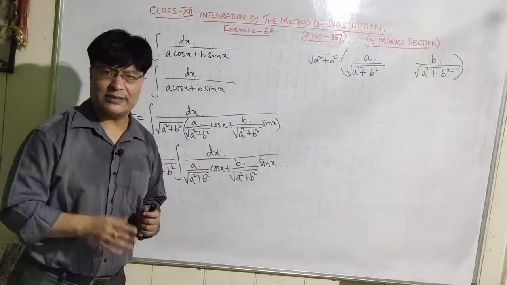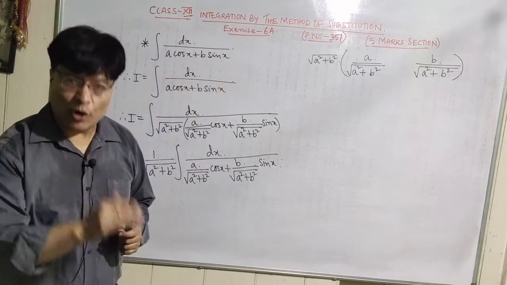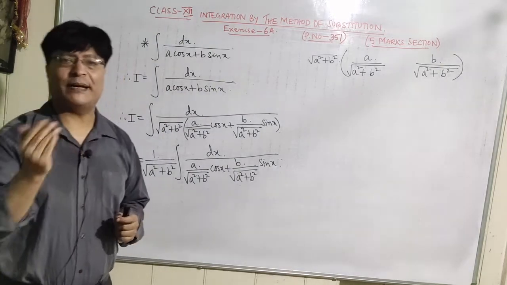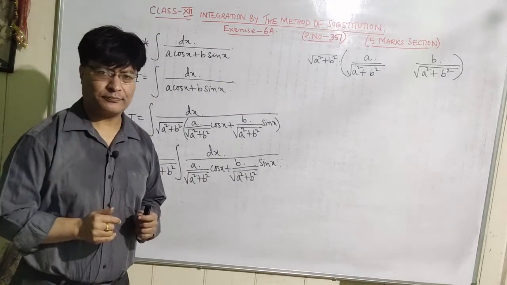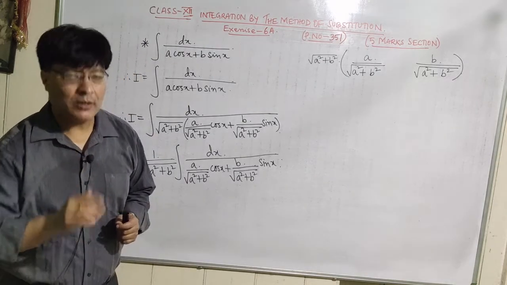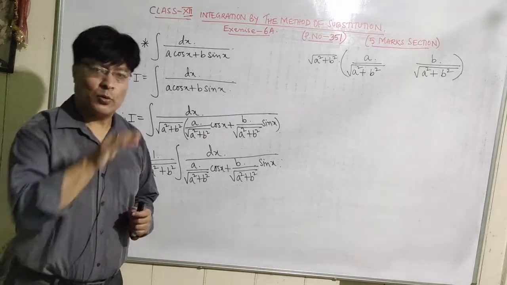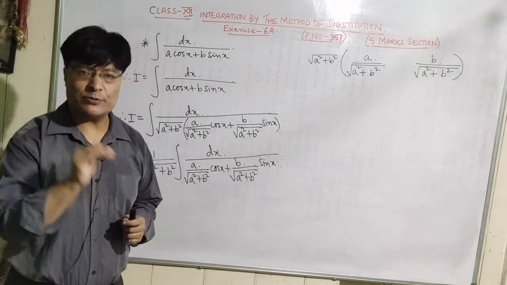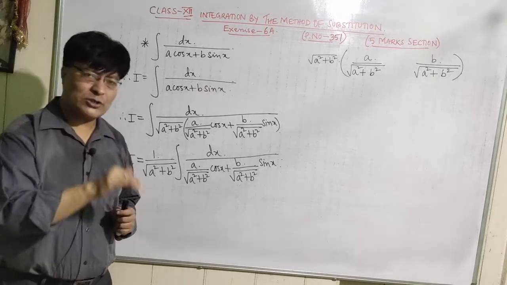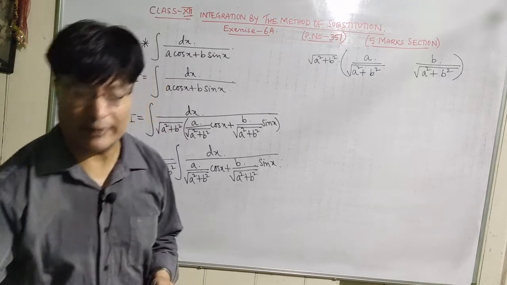You know compound angle, isn't it? That is sine of a plus b, sine of a minus b, cos of a plus b, cos of a minus b. You know its formula. What is sine of a plus b? Sine a cos b plus cos a sin b. What is cos of a plus b? Cos a cos b minus sine a sin b. What is sine of a minus b? Sine a cos b minus cos a sin b. What is cos of a minus b? It is cos a cos b plus sine a sin b. So you should know this formula, right?